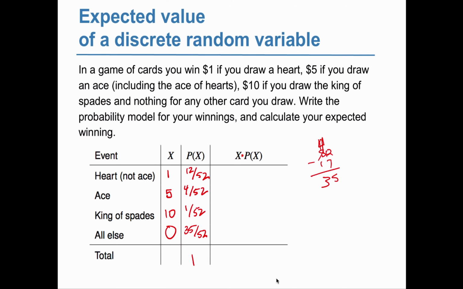So, x times P of x, right? You have 12 out of 52 times 1. 5 times 4 out of 52 is 20 out of 52. 10 times 1 out of 52 is 10 out of 52. Everything else is a 0. So that gets us 42 out of 52, which ends up as a decimal being about 0.8.